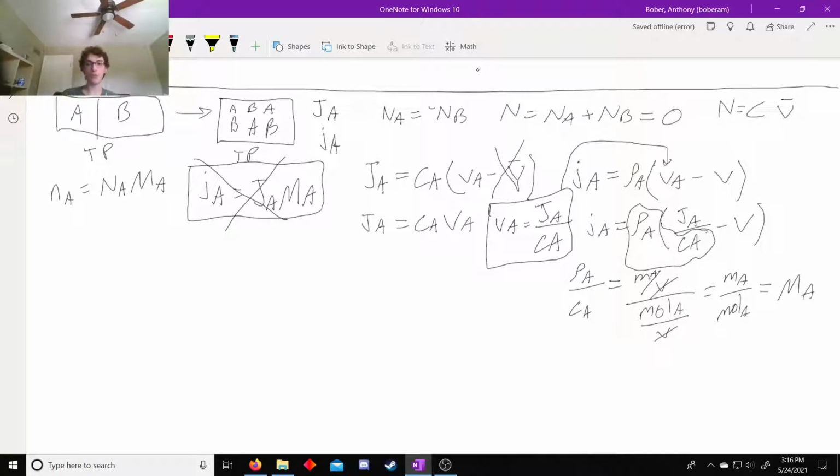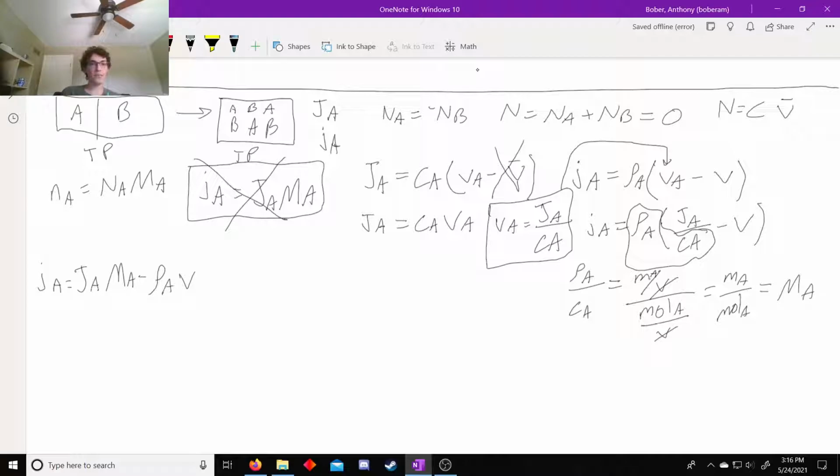Now I'm going to substitute this in and write it over here on the left. So we have the mass diffusive flux of A equals the molar diffusive flux of A multiplied by the molecular weight of A. Now this mass concentration will distribute into the parentheses, so we have the mass concentration of A multiplied by the mass average velocity.